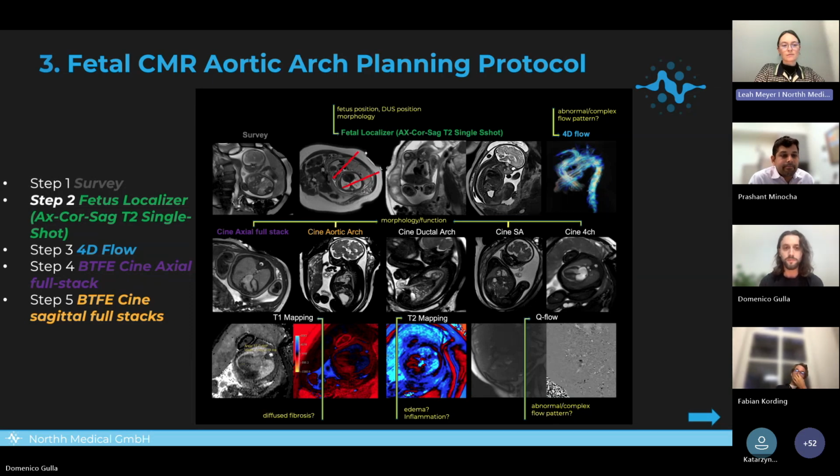Of course, we can do black blood imaging, white blood imaging for the flow, and cine. We can do mapping, T1, T2 mapping, and Q-flow. But in the case of a protocol for coarctation, I would follow these steps: survey, black blood images for fetus localizer, axial, coronal, sagittal T2 single shot, 4D flow sequences, and then the cine axial full stack and the cine sagittal full stack for the aortic arch.